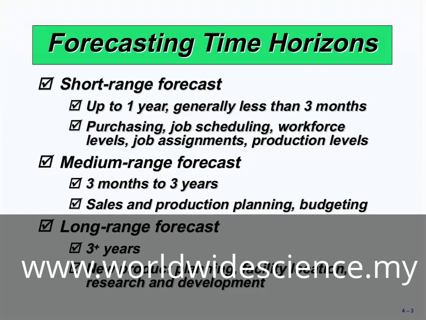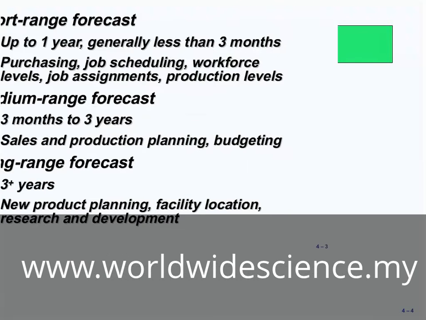And if you want to make decisions about the new product planning, facility location, research and development, they should use the long range forecast. That is the 3 years above. For example, 4 years later, 5 years later. It is called long range forecast. In some cases, such as new product planning, research and development, they should do long range forecasting.